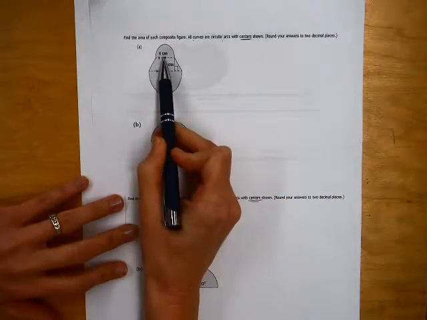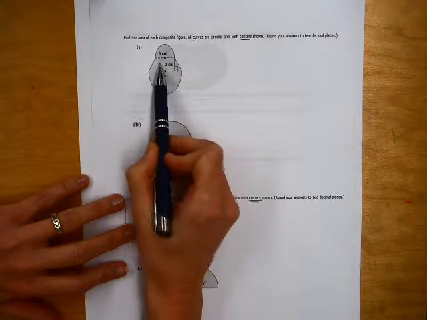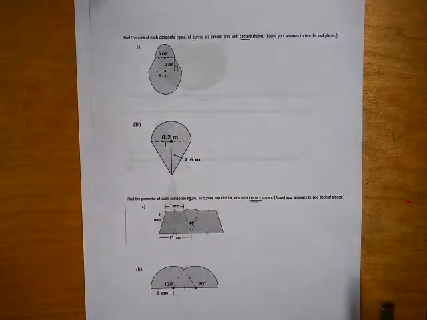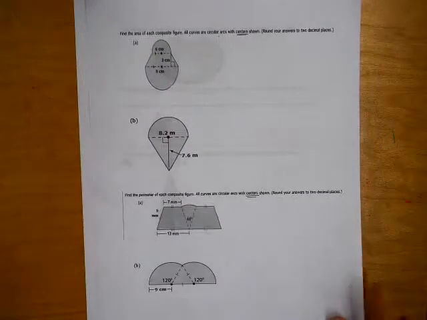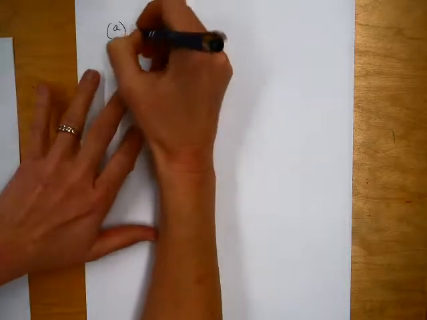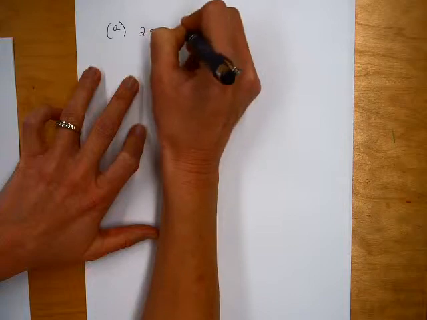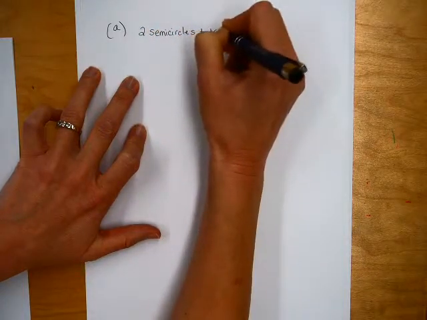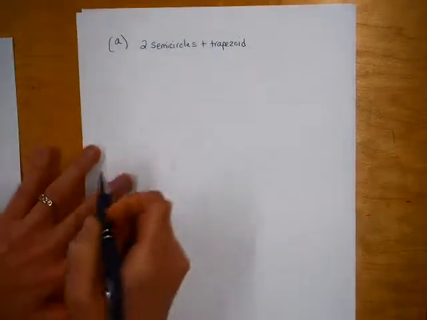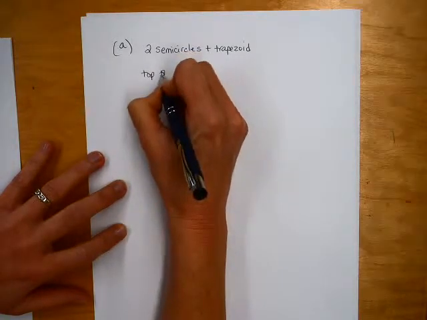I can see that this composite figure is made up of a semicircle here, a trapezoid in the middle, and a larger semicircle on the bottom. To start this problem, I would first write down what made up that composite figure: 2 semicircles, a semicircle is half a circle, plus a trapezoid in the middle. I'm going to start with that top semicircle.